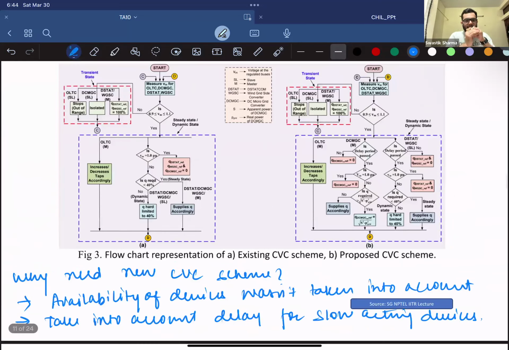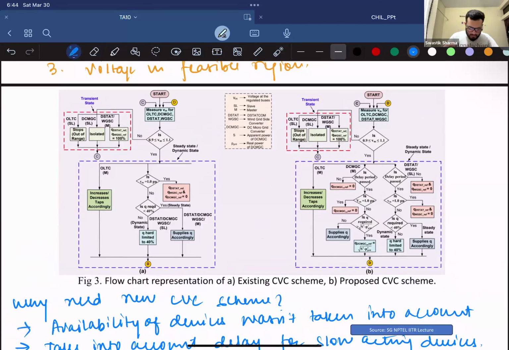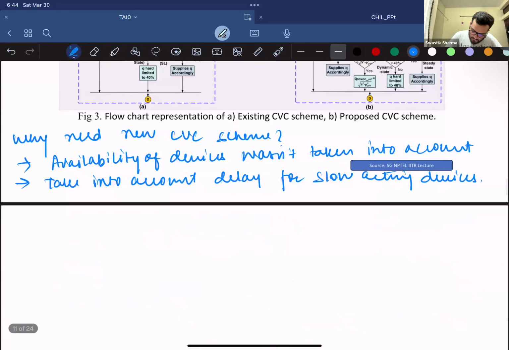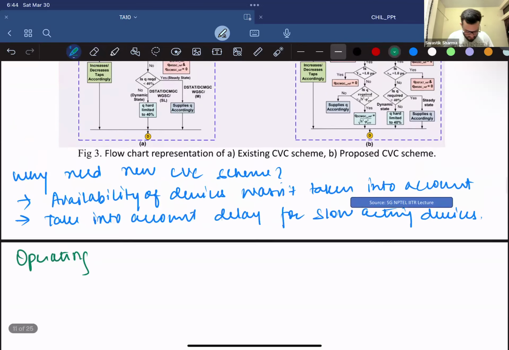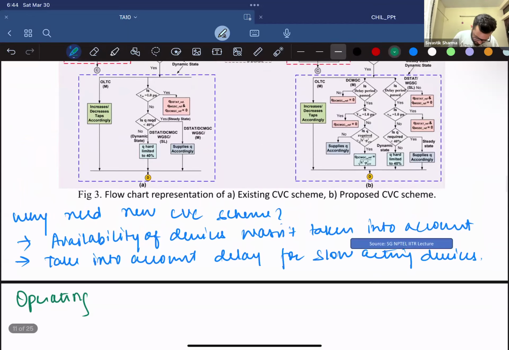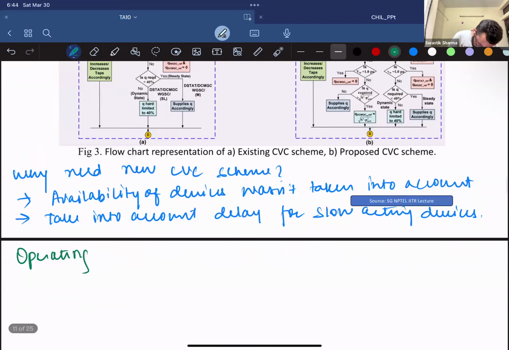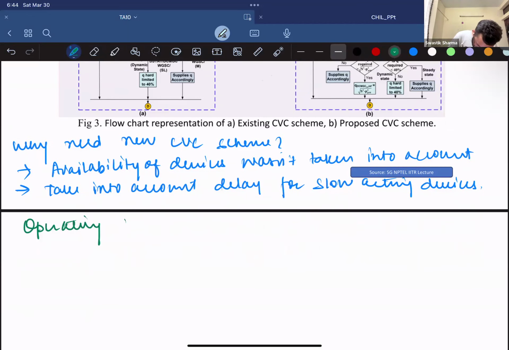So in this new scheme, there are three stages that he proposed. I'm just saying stages, but I just talked about operating stages of the grid. So let's say operating steps. That would be better: operating steps of the new CVC.